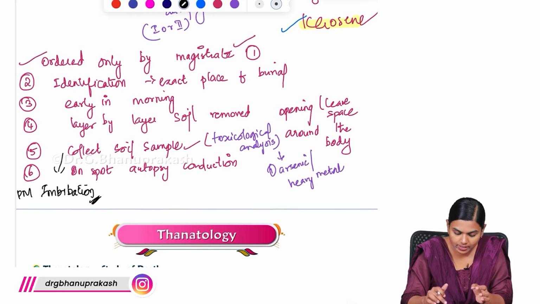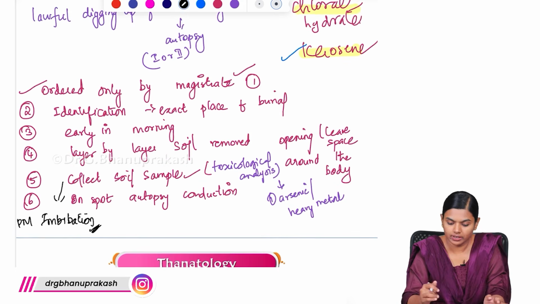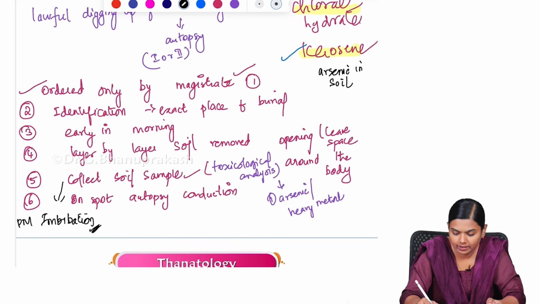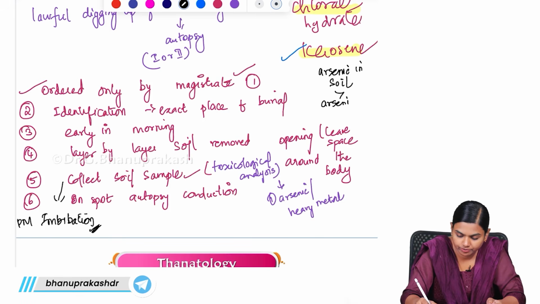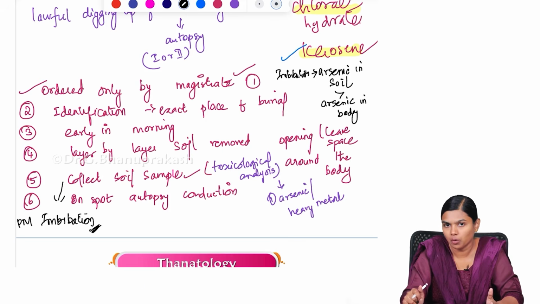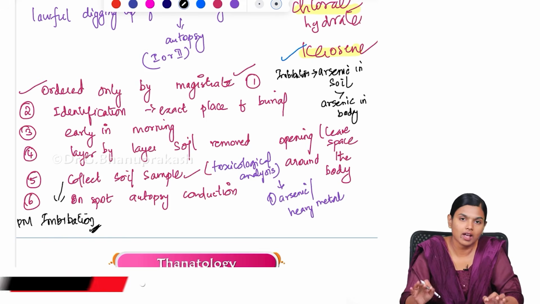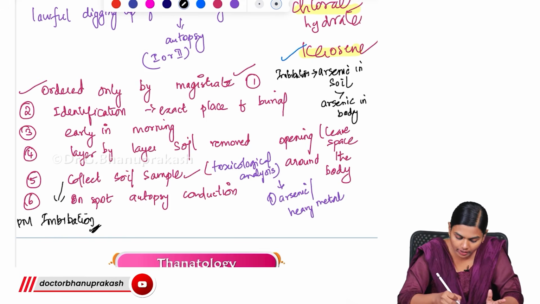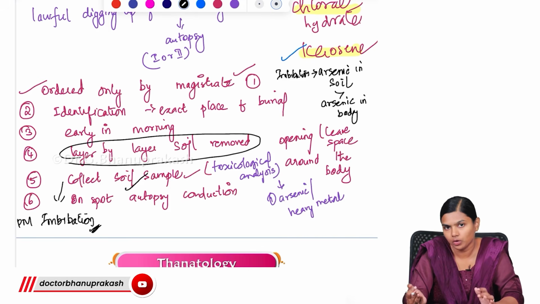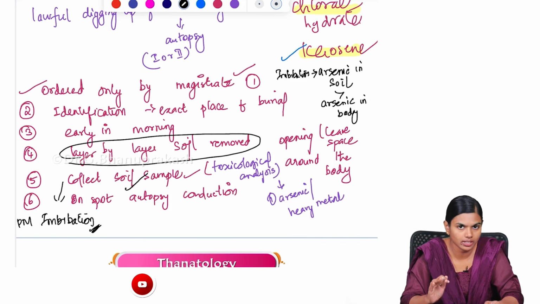the level of arsenic in the soil. So we will take the soil sample and test the arsenic level. If arsenic in soil is greater than arsenic in body, then it is a case of postmortem imbibition. But if the arsenic in the soil is less than arsenic in the body, then it is a case of actual poisoning. So that is why we are preserving this soil sample. The soil sample is removed layer by layer and preserved for this toxicological analysis.